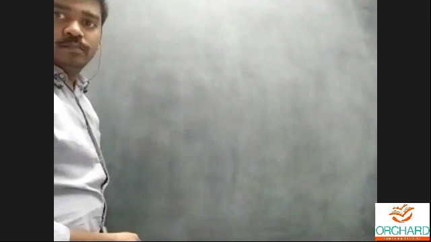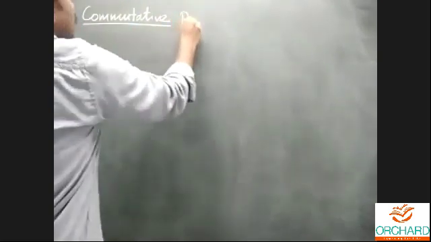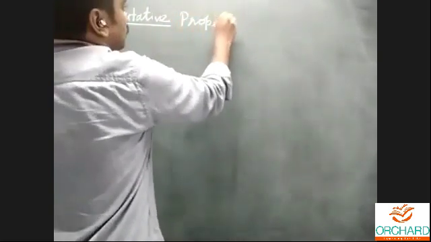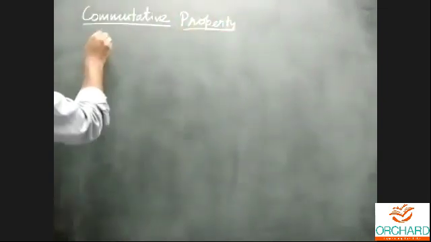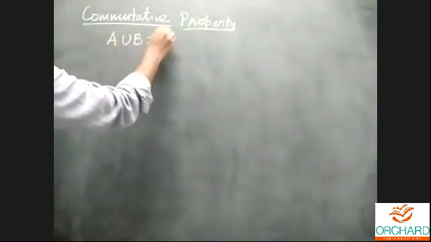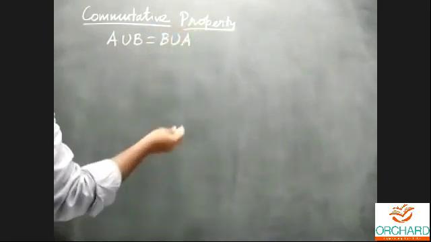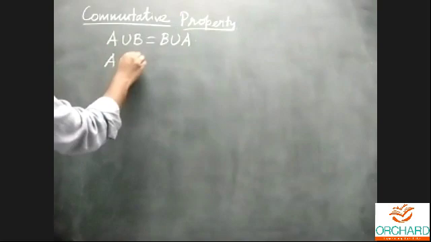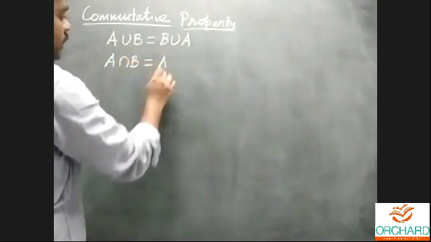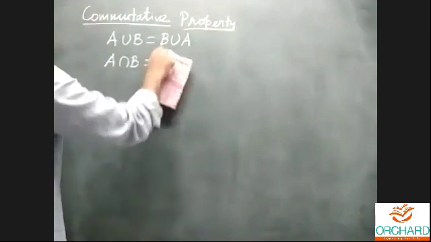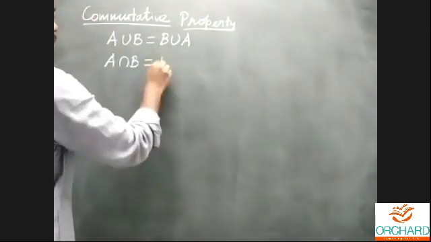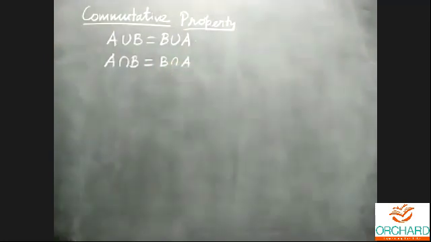Commutative property and associative property. Okay. Next one is commutative property. For commutative property for union, A union B is equal to B union A. Commutative property for intersection, A intersection B is equal to B intersection A. This is the commutative property.